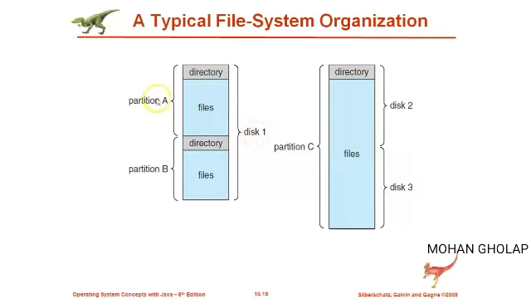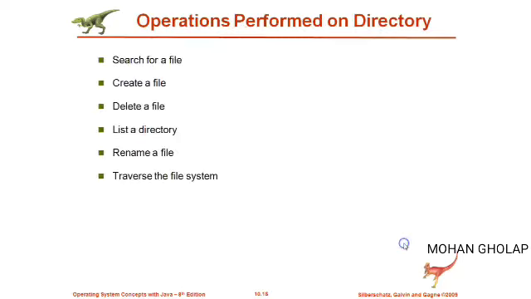This disk 1 has two partitions, that is partition A and partition B, and in partition A we have some directories and files, and in partition B also we have some directories and files. Similarly, there may be a possibility that two disks will form a particular partition. For that we have this example. We have two disks here, disk 2 and disk 3. These two combined form a particular partition, that is partition C. This partition C altogether has certain files and directories as a part of it.